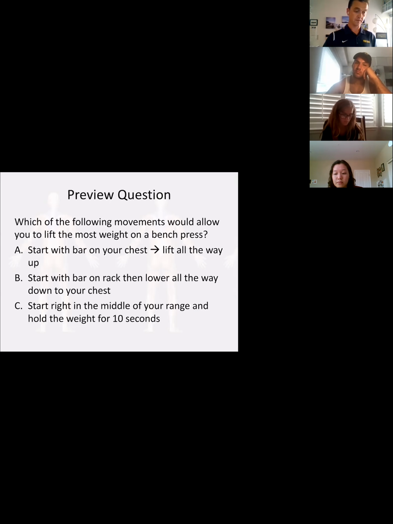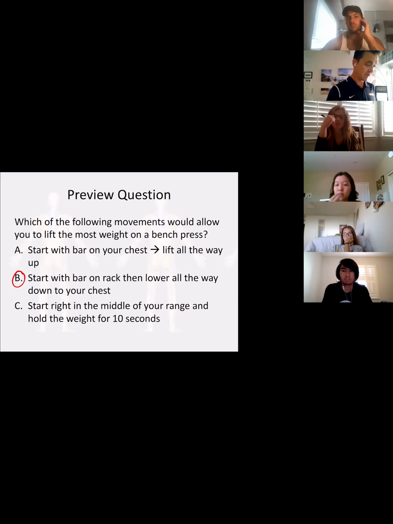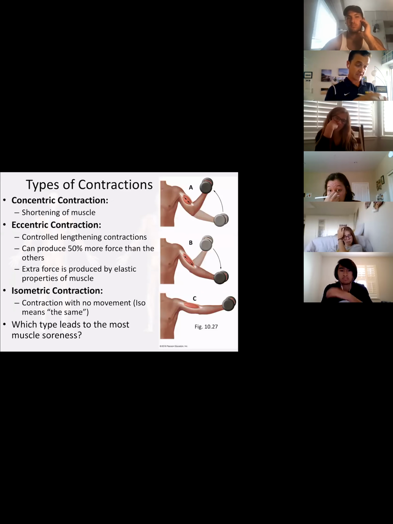Okay, well, here's what I would say. I would say start with the bar on the rack and lower it all the way down to your chest. You're probably going to be able to do the most weight with that one, right? So just the lowering phase, where you're holding it up and just lowering it down, I would say that's where you're going to be able to put the most weight on that bar. And let me connect that to the 3 contraction types.